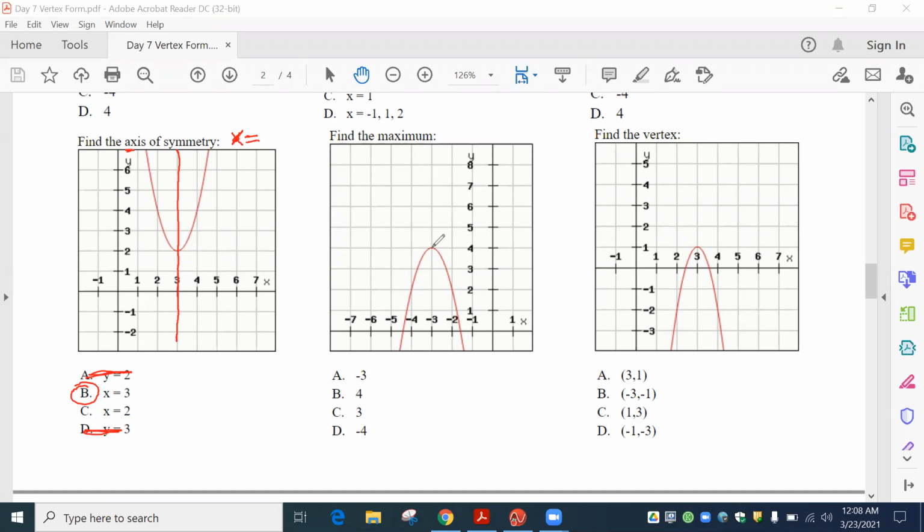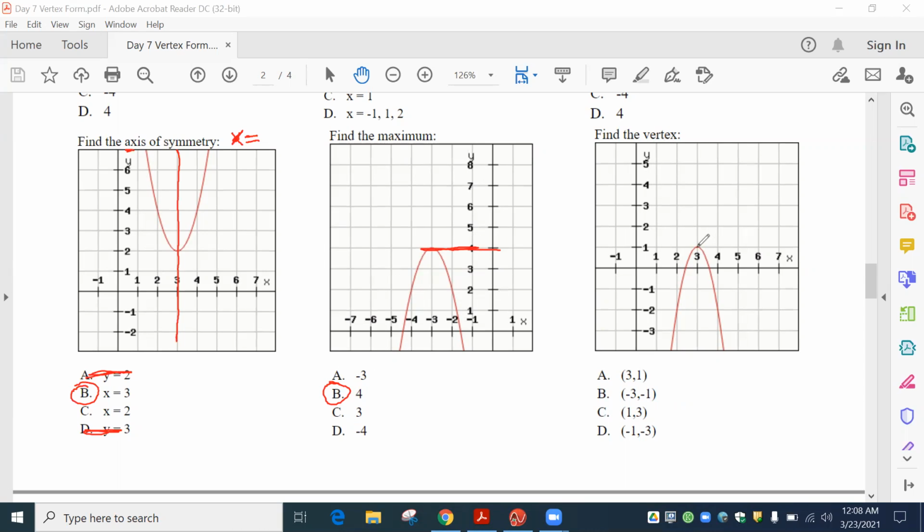Maximum, once again, is how tall something is. So how tall it is, we measure it to the side. Okay, well, it's 4 feet high. I don't know what the 4 stands for, but I'm going to say 4 feet. Okay, so B.